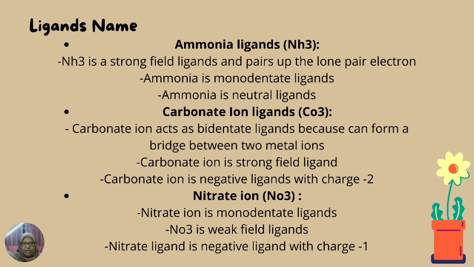ion. So ammonia ligand NH3 is a strong field ligand and pairs up the lone pair electrons. Ammonia is a monodentate ligand, and ammonia is also a neutral ligand. For the carbonate ion ligand CO3, the carbonate ion acts as a bidentate ligand because it can form a bridge between the two metal ions.